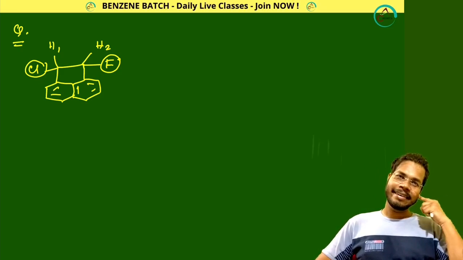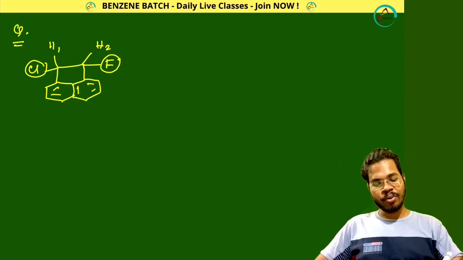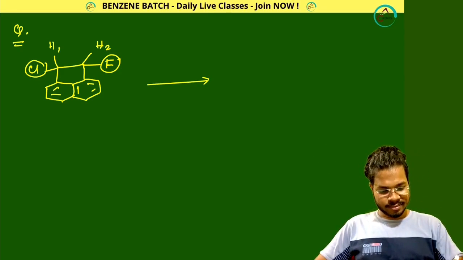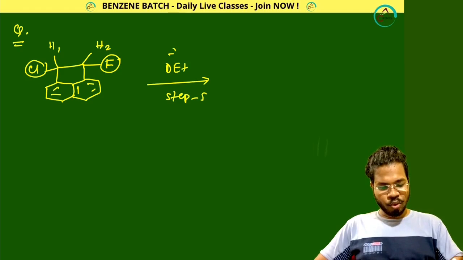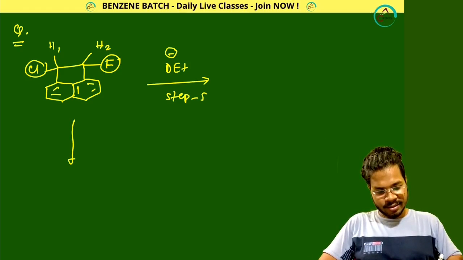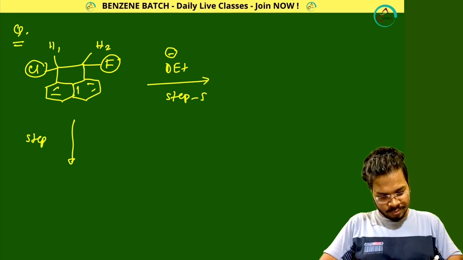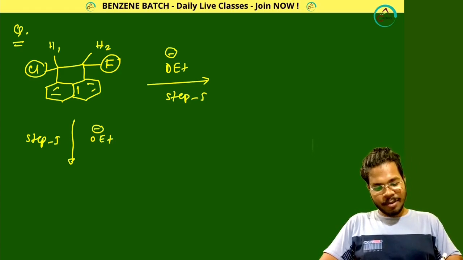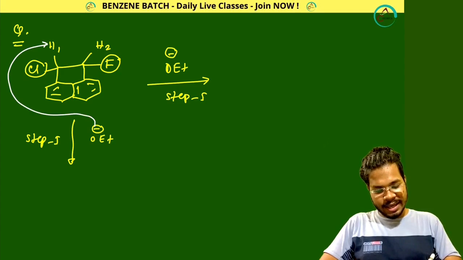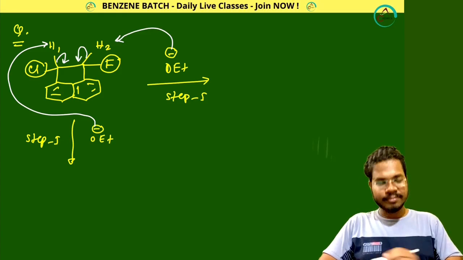Let's see. Hydrogen A or hydrogen B to show the E1cB reaction. Step 1, I have a base like OEt minus. So which hydrogen should I consider? H1, okay. Prithivish, you know this already. So I am doing both of them. I am considering H1 and getting this carbanion. I am considering H2 getting this carbanion. Let's see what happens.